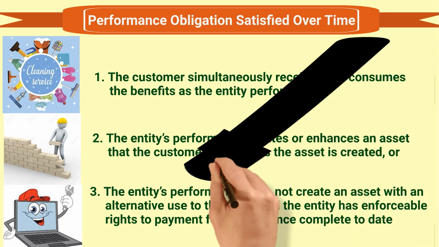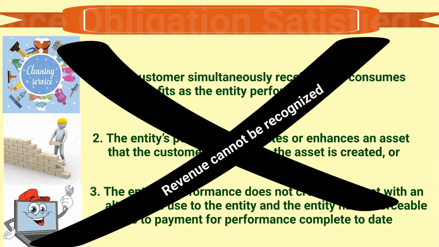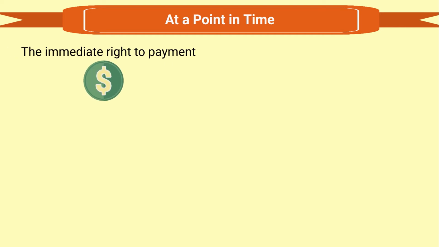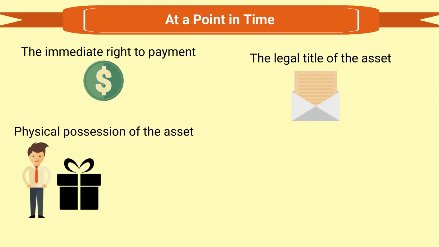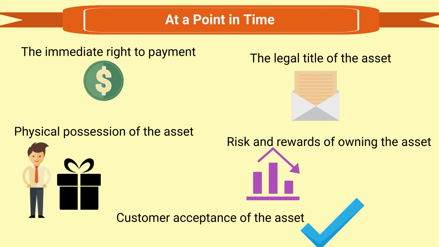If none of these criteria are met, revenue cannot be recognized until control of the goods or services is passed to the customer at a point in time. This happens when the following are transferred and fulfilled: the immediate rights to payment, the legal title of the asset, physical possession of the asset, risk and rewards of owning the asset, and customer acceptance of the asset.